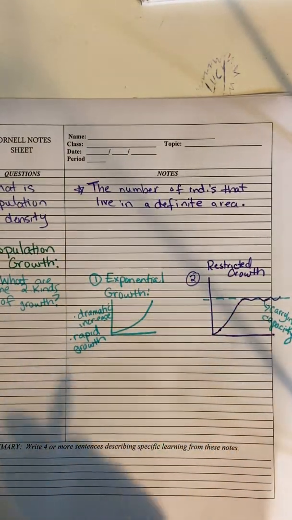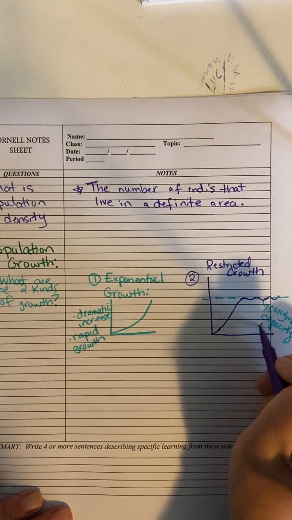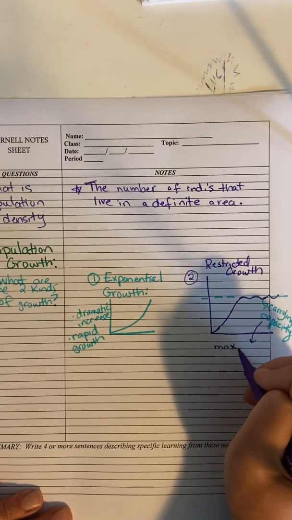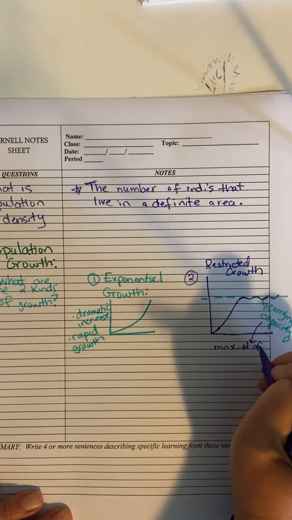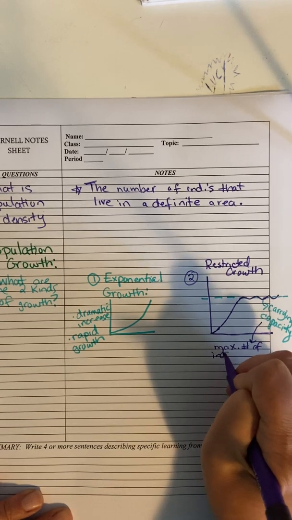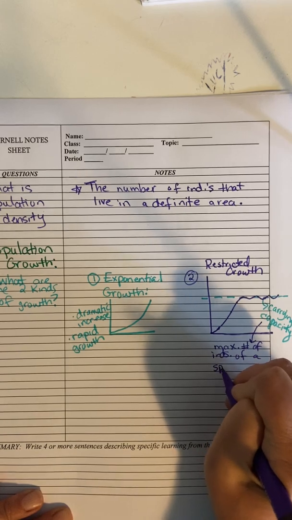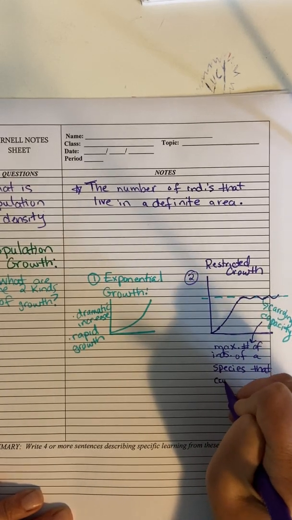So the definition of the carrying capacity you already learned in our last PowerPoint, so hopefully you have that written somewhere. But remember, the more you write, the better you remember it. So let's write it one more time. Carrying capacity is the maximum number, I'm going to abbreviate here, of individuals of a species that an environment can support.